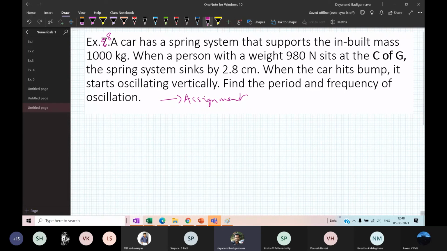In the next class or coming classes, whenever we will try to solve this one. Meanwhile, you try it on your own. It's very easy, you can do it on your own. So I shall stop here itself.